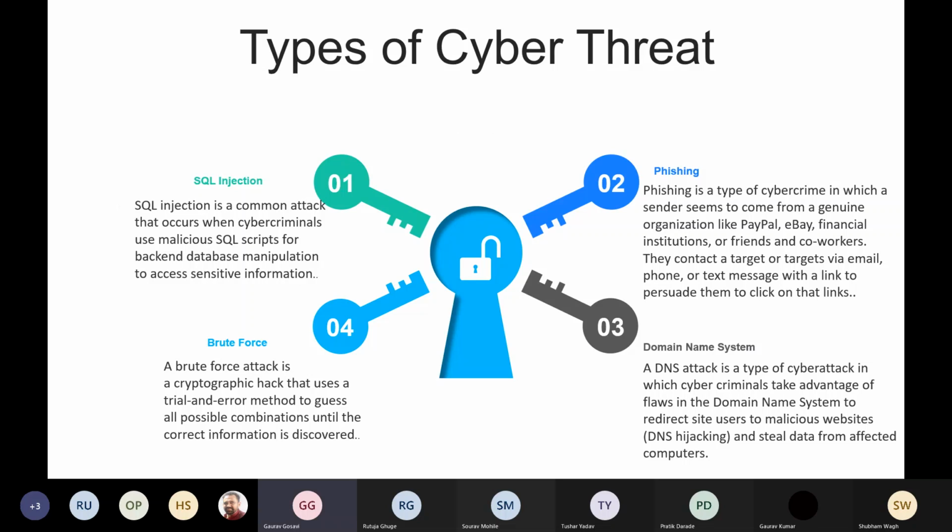Types of cyber threats. We mention here four types of cyber threats. Basically, phishing. Phishing is a type of cyber crime in which the sender appears to come from a genuine organization like eBay, a financial institution, a friend, or a coworker. Basically, they send one type of link. When you click on that link, you are redirected to a malicious fraudulent website, and they hack your personal data, credit card, personal information, social security numbers, username, and password.